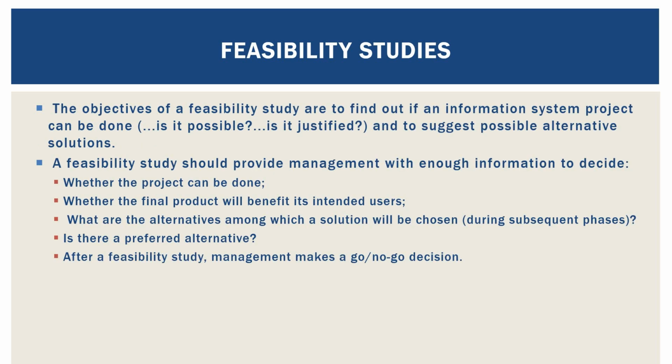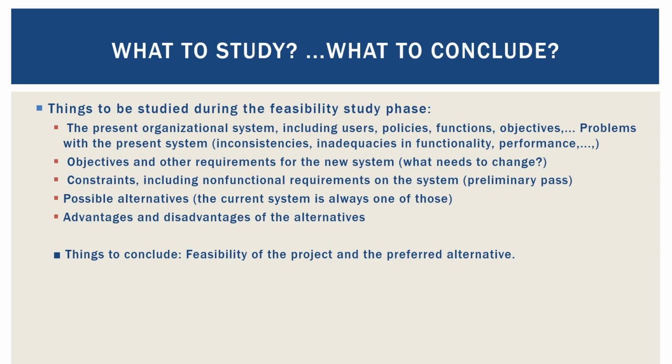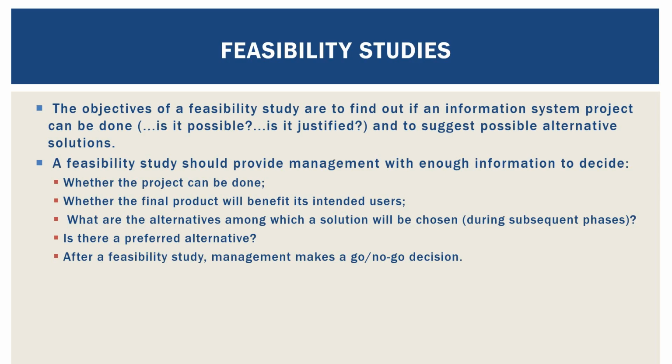The objective of a feasibility study is to find out if an information system project can be done. We just want to see if an information system project can be done. We are trying to answer the question: is it possible to do that project? Is it justified? And to suggest possible alternative solutions.